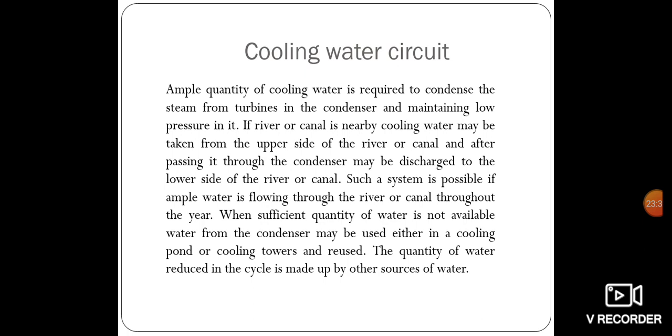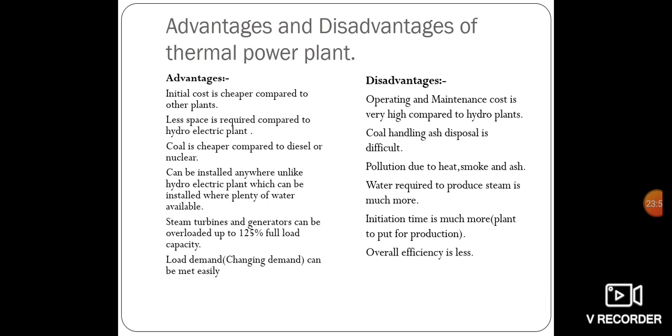If there is scarcity of water during the summer season, the condensed water is used in the cooling pond or the cooling towers, and that is reused to cool the steam, or reused to generate the steam. Advantages and disadvantages of thermal power plant.